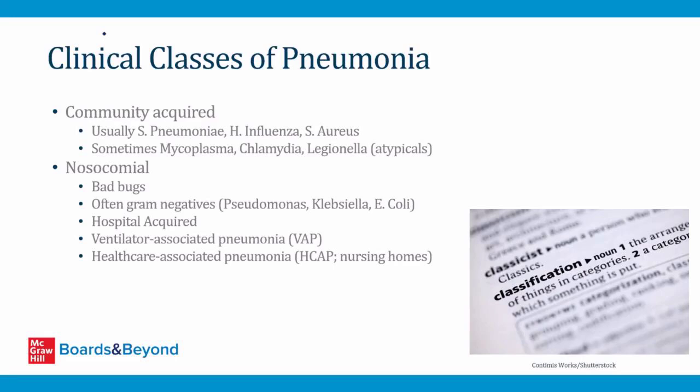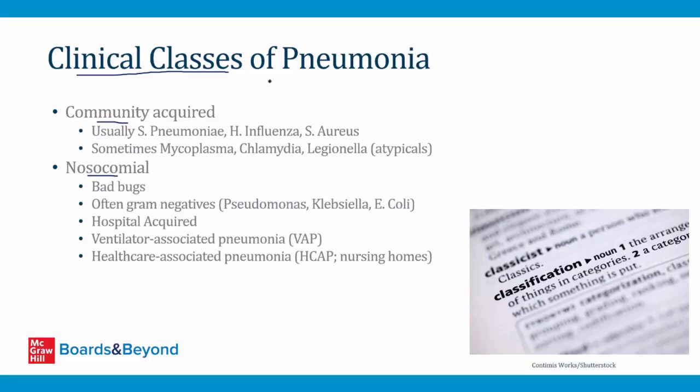So earlier in this video, I talked about pathologic classes of pneumonia like lobar and bronchopneumonia. Now I'm going to talk about clinical classes of pneumonia. This is different, and these classes are very important for how we select antibiotics to treat pneumonia. So in terms of clinical classes of pneumonia, we can split cases of pneumonia into two types, community-acquired and nosocomial.